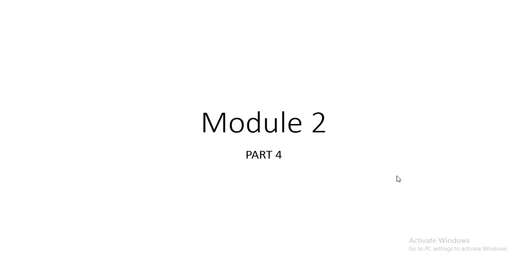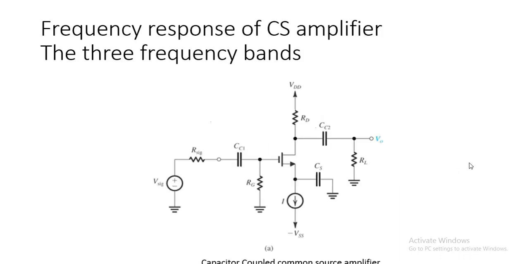In this section, we are going to study the frequency response of the CS amplifier. We are going to study the three frequency bands. Earlier, in the previous parts, we studied the CS amplifier, the circuit, the voltage gain, etc. But there we have not considered the effect of coupling capacitors. So in this part we are going to study the effect of the coupling capacitor.